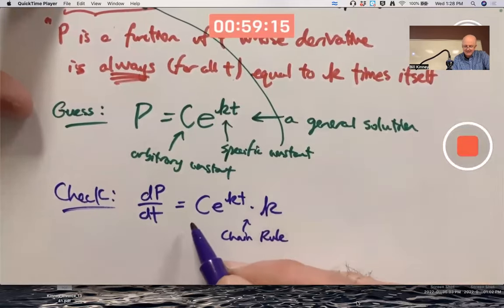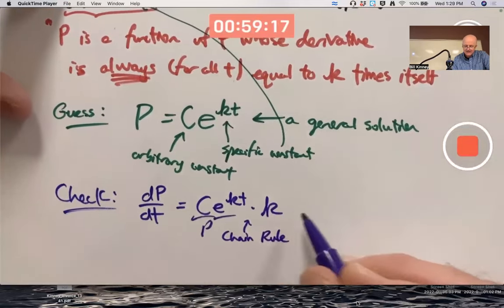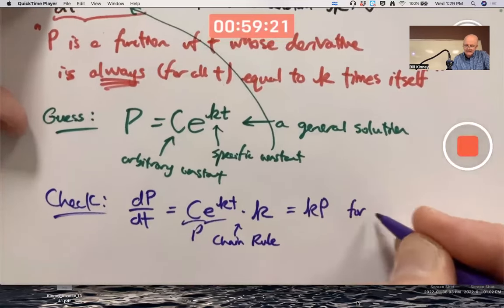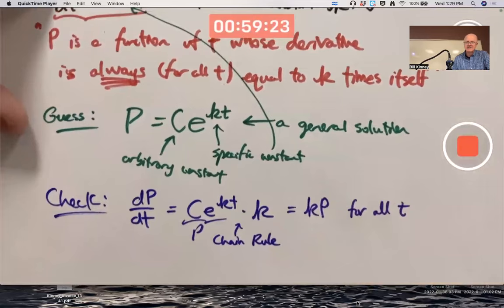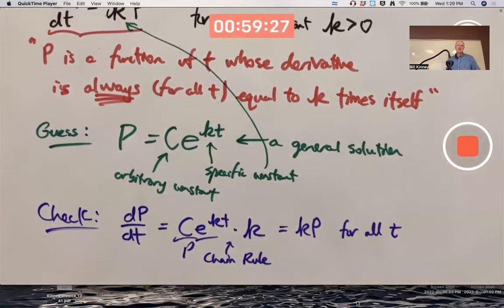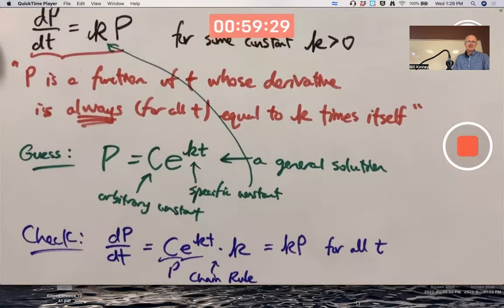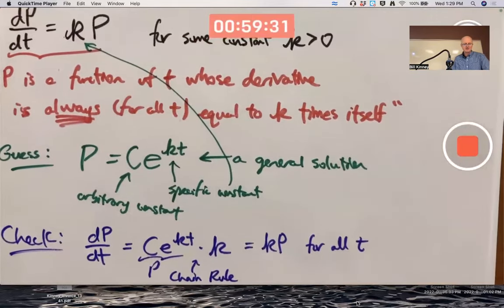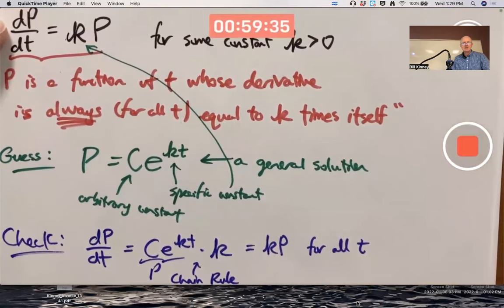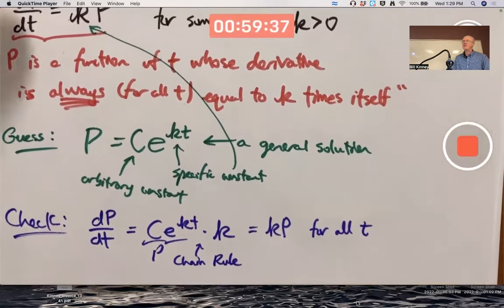But hey, that's p. This is the same as k times p. No matter what t is, for all t, it doesn't matter what t is. Done. That checks it. That means it solves the differential equation, because there's the differential equation there. dp/dt is k times p. I have verified that that function works.